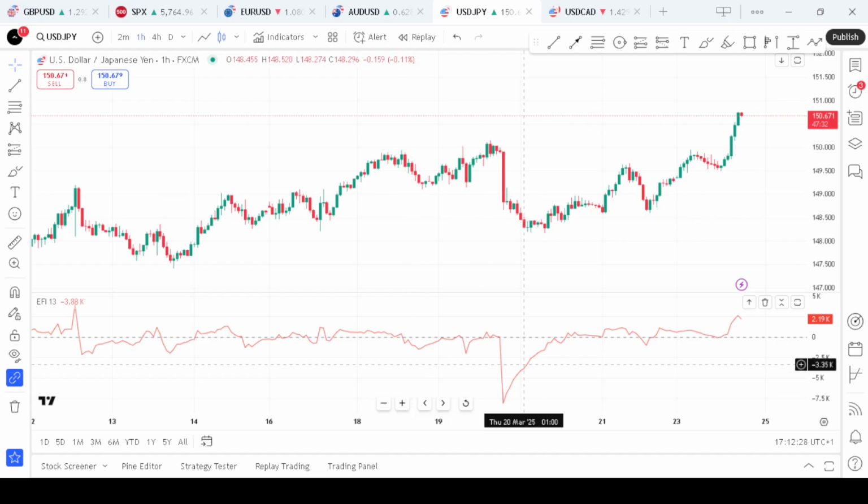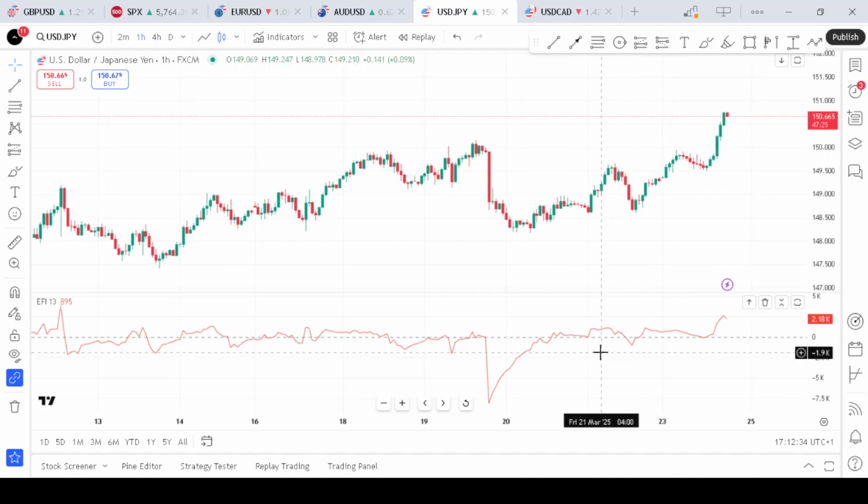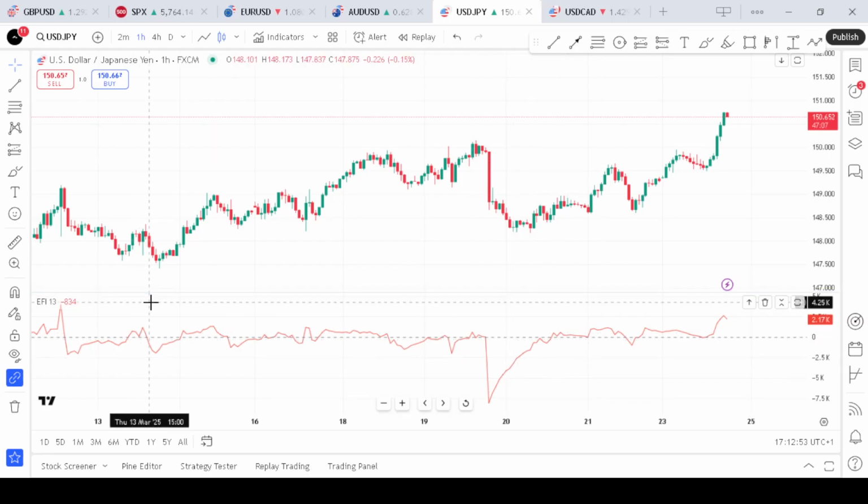So when you see a positive value, this indicates buying pressure, while a negative value indicates selling pressure. When the force index is close to zero, it signals a weak trend or indecisive movement in the market. So this is basically what the Elder Force Index is all about.